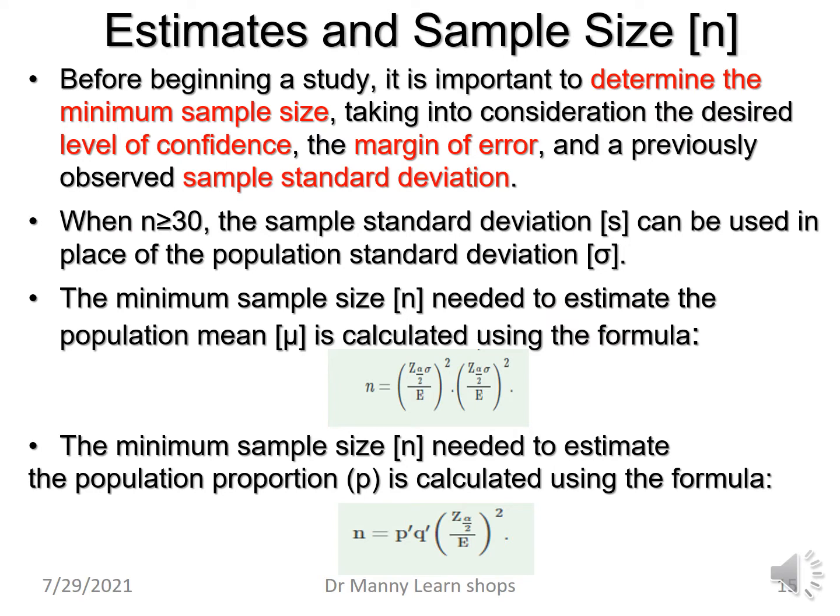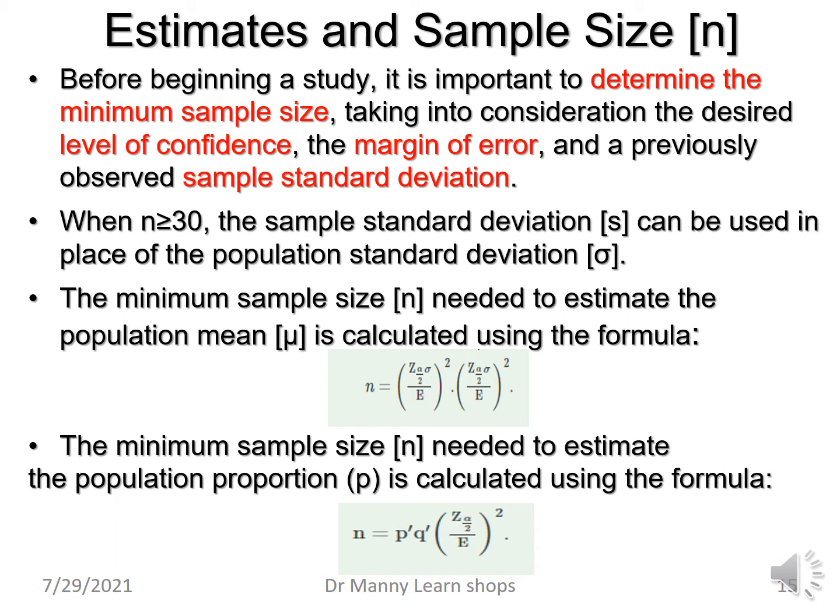In relation to estimates and sample size, before beginning a study, it's important to determine the minimum sample size, taking into consideration the desired level of confidence, the margin of error, and a previously observed sample standard deviation. When, for example, the sample size is greater than or equal to 30, the sample standard deviation can be used in place of the population standard deviation.